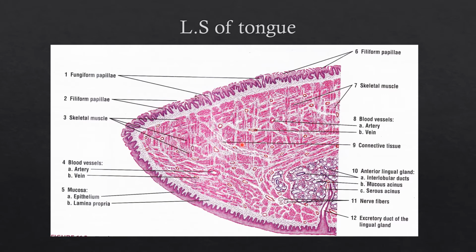This is the longitudinal section of the tongue where you can see a mucosa made up of lining epithelium and lamina propria. In this lining epithelium, you can find the fungiform papilla, then the filiform papilla. Underneath this, you can see the lamina propria. Deep to the mucosa, you can see a core of skeletal muscle. Around the skeletal muscle bundles, you can see connective tissue. In the connective tissue, you can see blood vessels. Underneath the core of skeletal muscle, you can see serous and mucous glands.